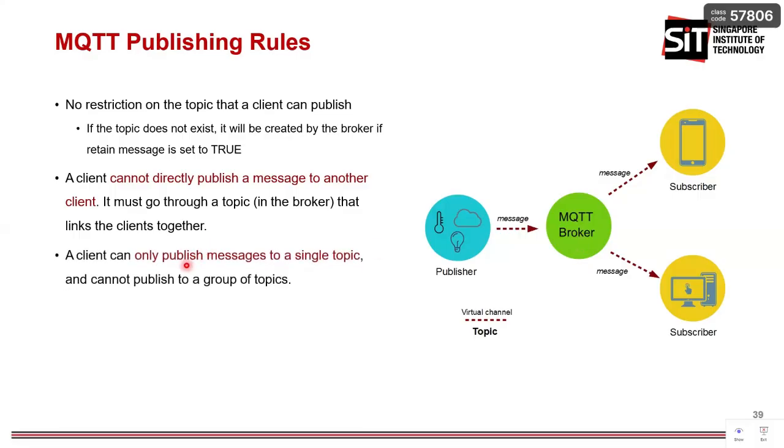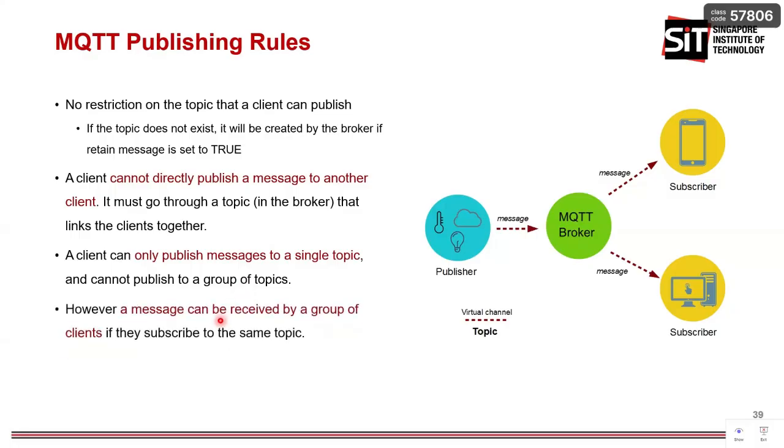So a client can only publish messages to a single topic, but it cannot publish to a group of topics, which we have talked about, because you cannot use the wildcard. A message can be received by a group of clients, like over here we have a few subscribers. If these two subscribers subscribe to the same topic, then the message can go to these two.